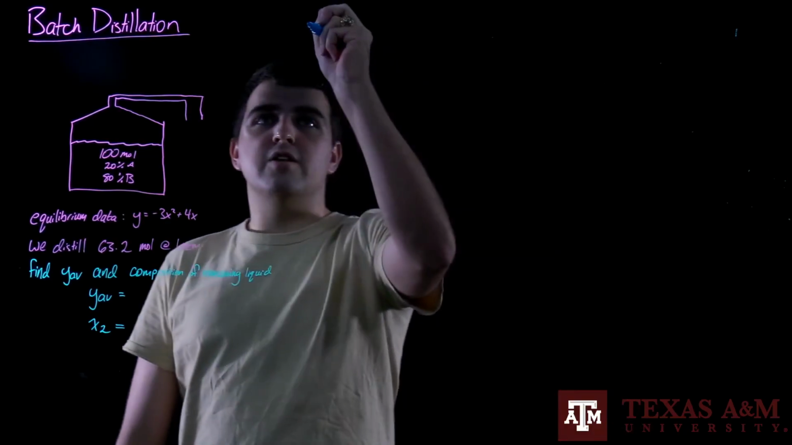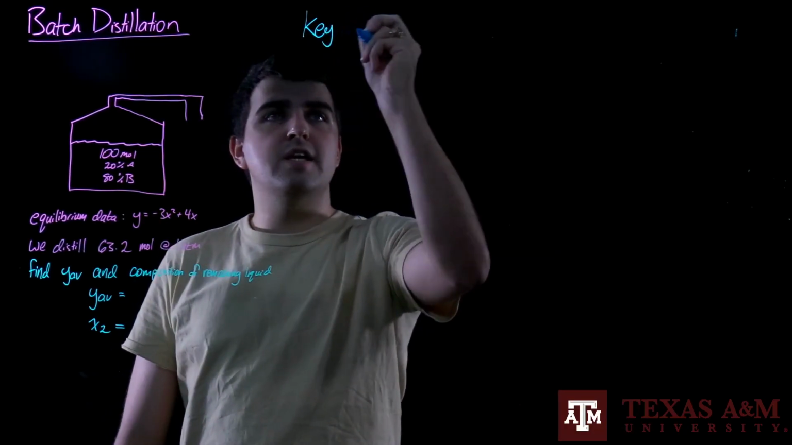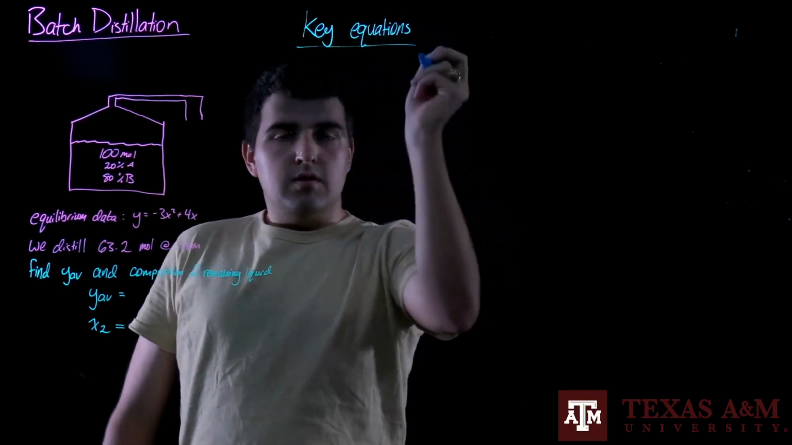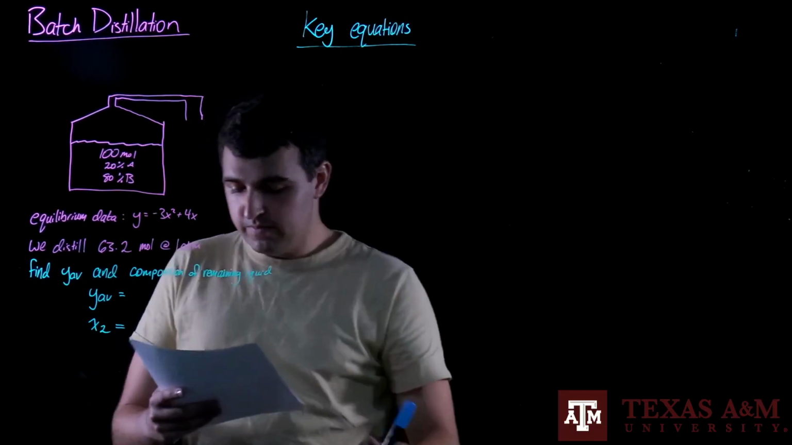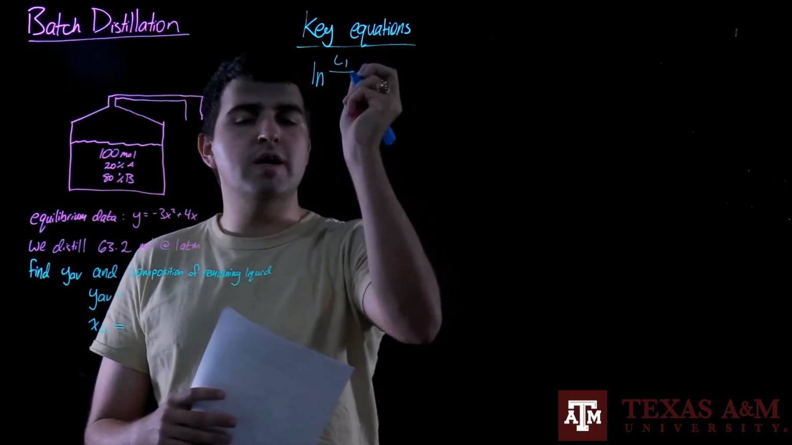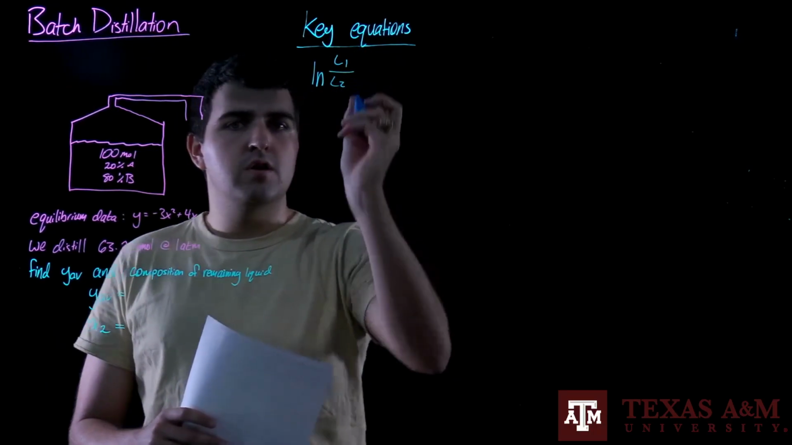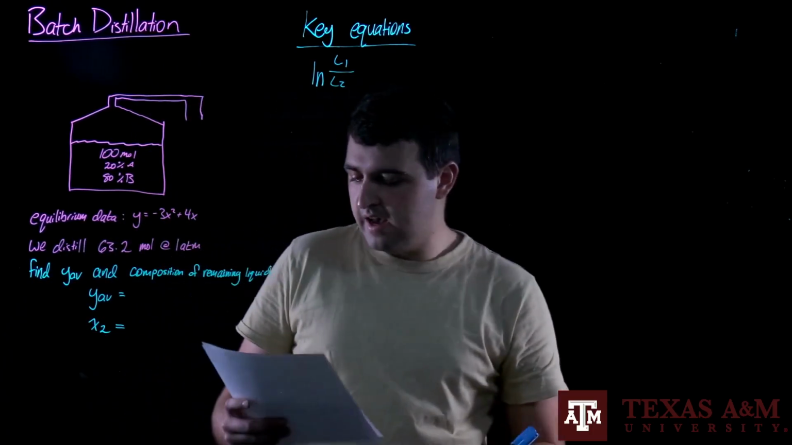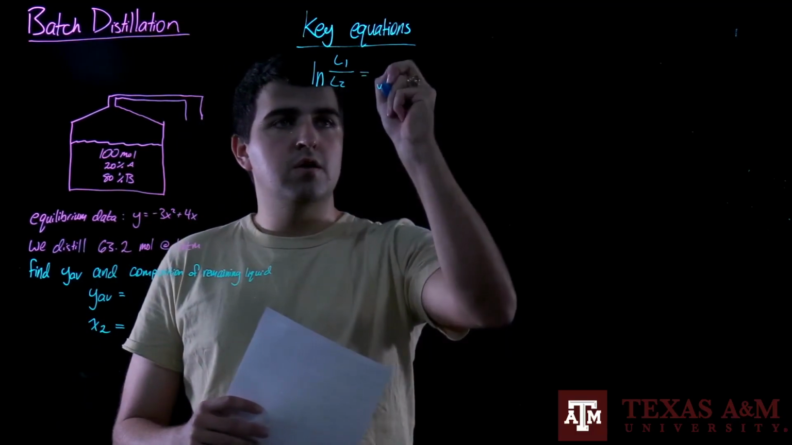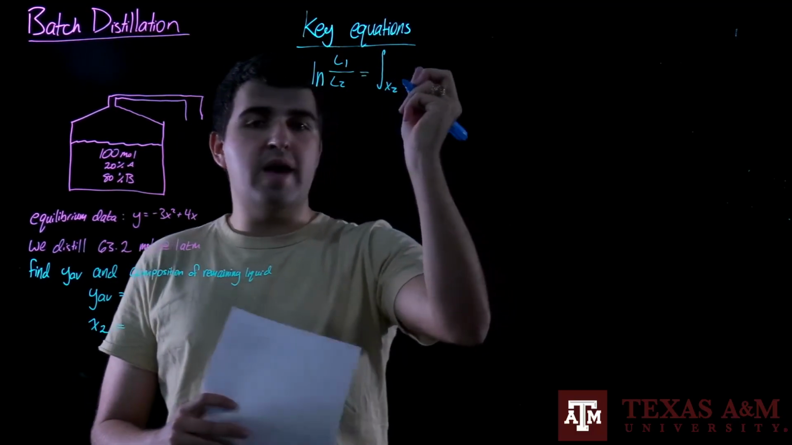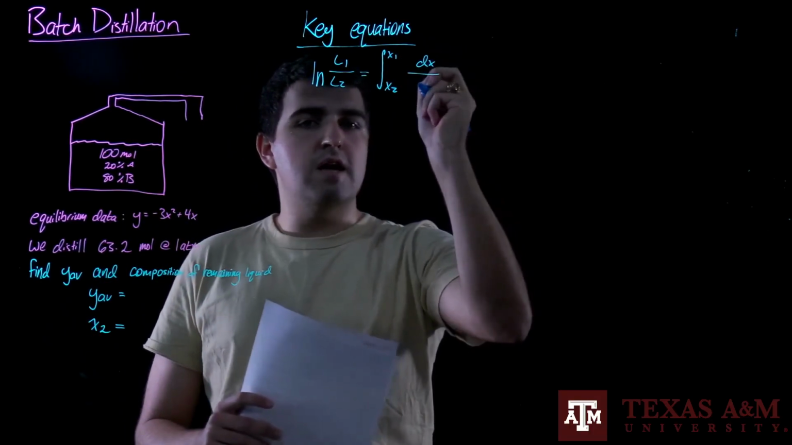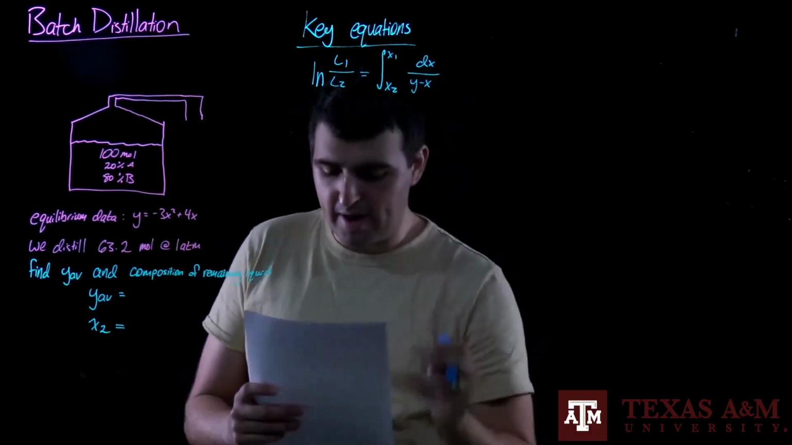And so first, we're going to look back at our formula sheet and find our key equations. For finding our x2, our key equation is that the natural log of L1, our original amount, over L2, the amount of moles that will remain at the end, is equal to the integral from x2, our final composition, to x1 of dx over y minus x.